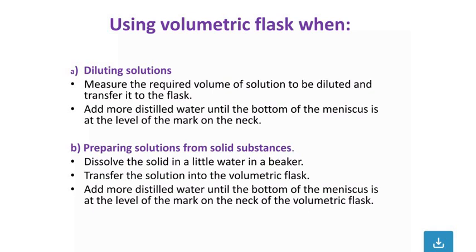Using a volumetric flask when diluting a solution: measure the required volume of the solution to be diluted and transfer it to the flask. Add more distilled water until the bottom of the meniscus is at the level of the mark on the neck. When preparing a solution from a solid substance, dissolve the solid in a little water in a beaker, transfer the solution into the volumetric flask, and add more distilled water until the bottom of the meniscus is at the level of the mark on the neck of the volumetric flask.